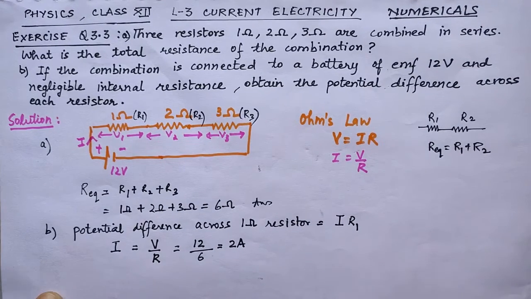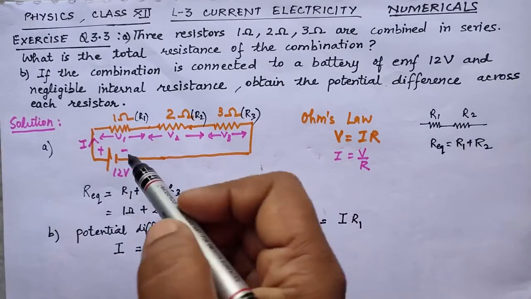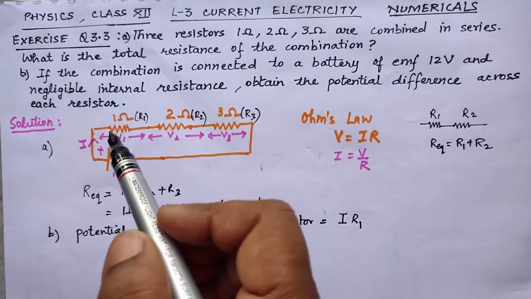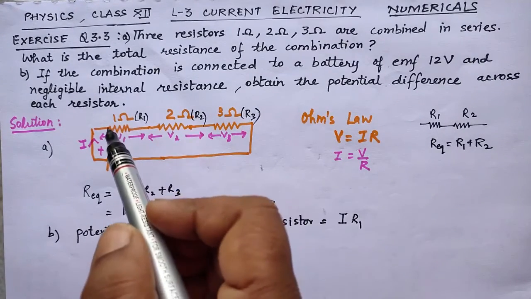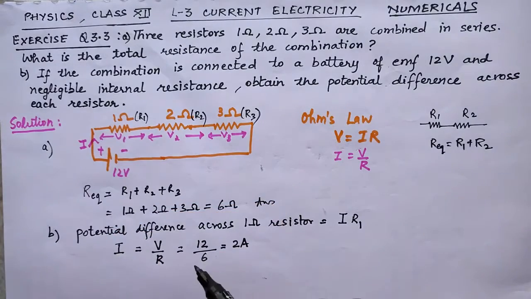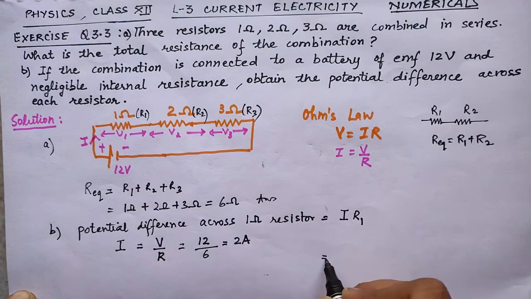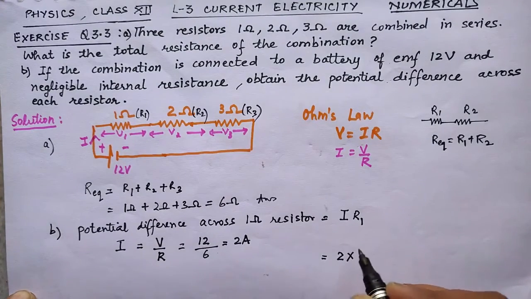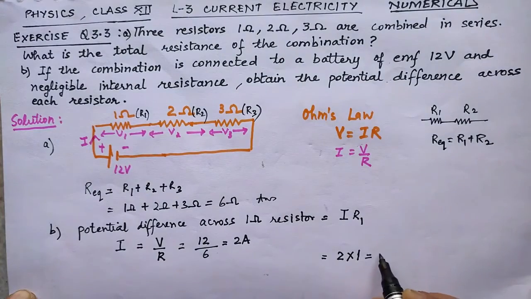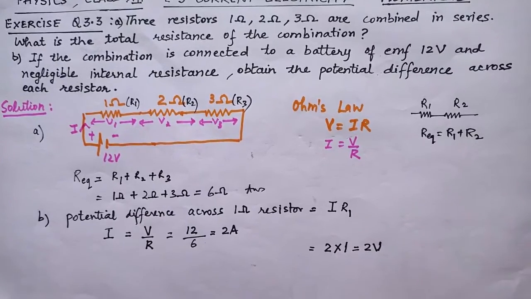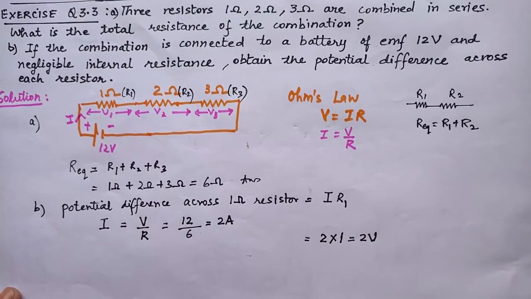So 2 ampere current is flowing through the circuit and it is passing through each one of these resistances, and due to its resistance value, each resistance has its own potential difference. Now calculate that potential difference. It is I into R1. So I is 2 amperes, multiplied by R1 which is 1, that makes it 2 volts. So 2 volts is the potential across the first resistor.